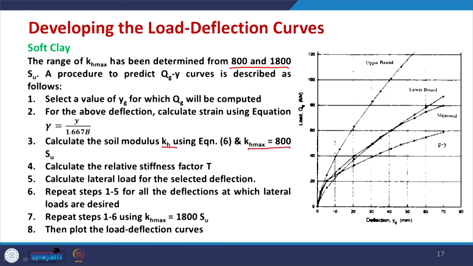Once kh is known, calculate the relative stiffness factor T. Here T needs to be calculated as EI divided by eta h, to the power 1 by 5. Once T is known, calculate the lateral load for the selected deflection. Repeat steps 1 to 5 for all deflections at which lateral loads are desired. Finally, steps 1 to 6 need to be repeated for kh max equal to 1800, and plot the load deflection curves as shown in this figure. So, you can see the load deflection curves given here.